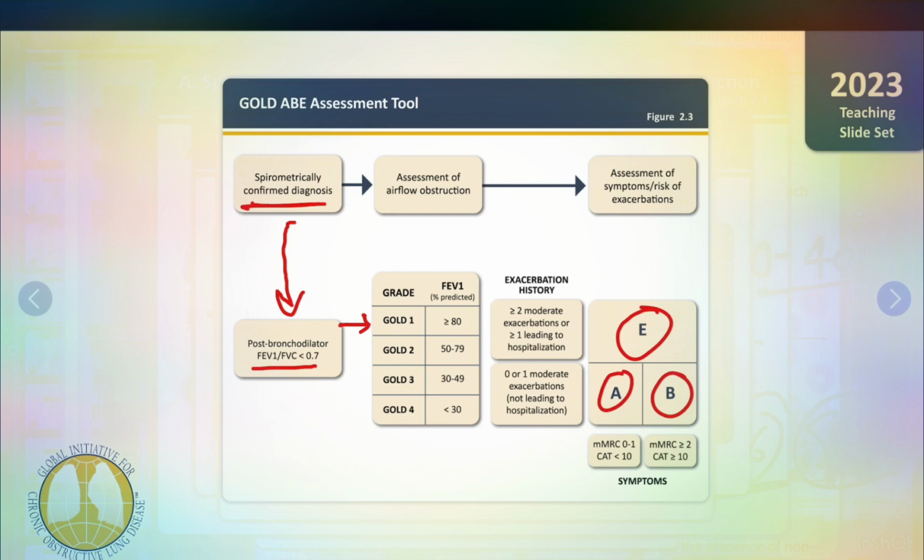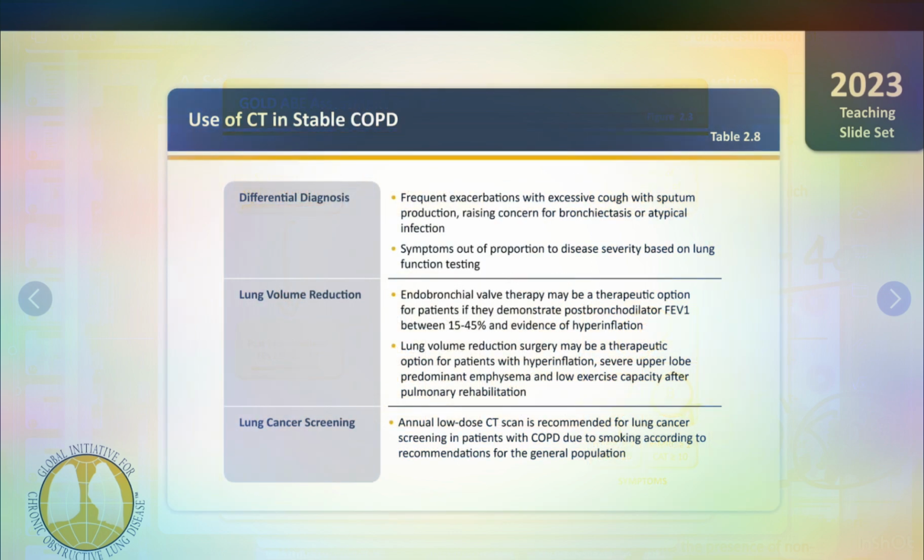For classification of category A and B, we will use the mMRC grade. For both of these classes, there should be one or zero moderate exacerbation, and there should be no history of hospitalization. Then we will check the mMRC grading. If the mMRC grade is between 0 to 1 and the CAT score is less than 10, then this is category A. If the CAT score is more than 10 and the mMRC grade is 2 or more, then we will say this is category B.